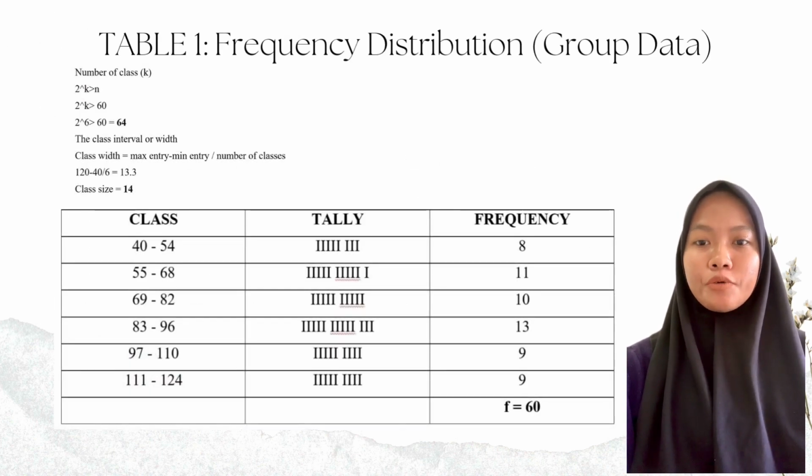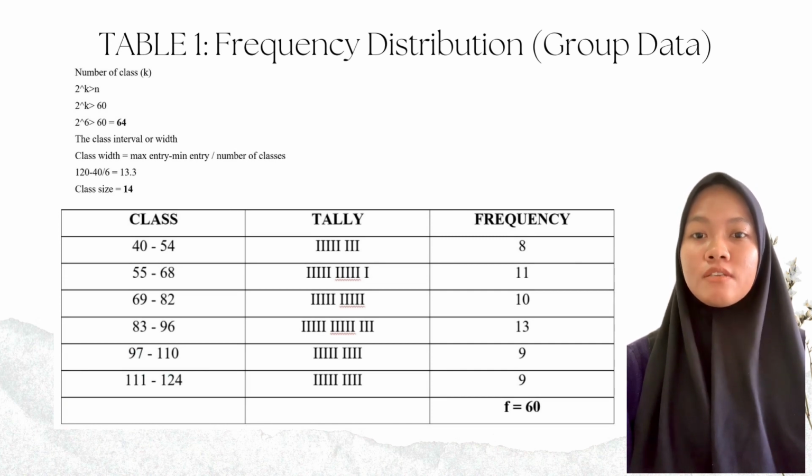The first step to create table 1 is we must find the number of classes, k. How to find class k is 2 to the power k must be bigger than 60. So 2 to the power 6 is bigger than 60, which is 64. So the number of classes k is 6.